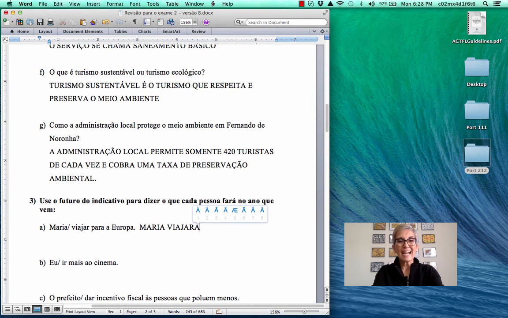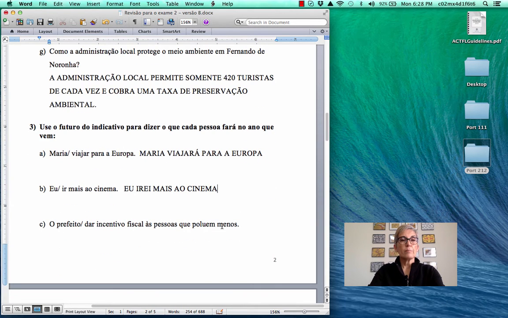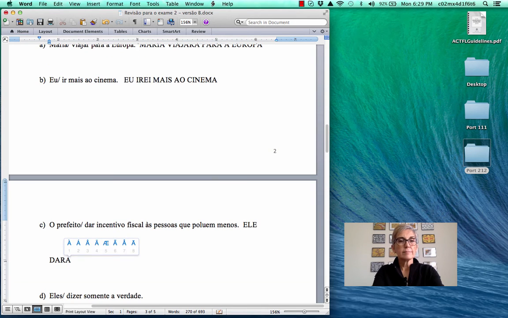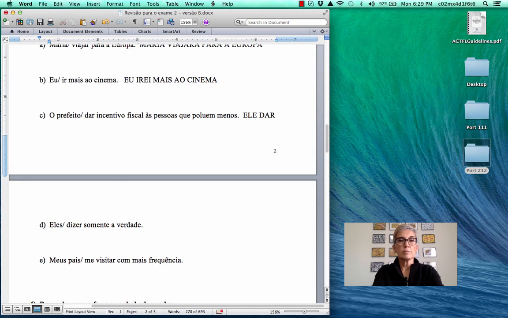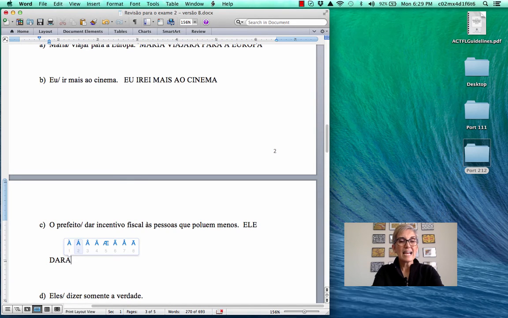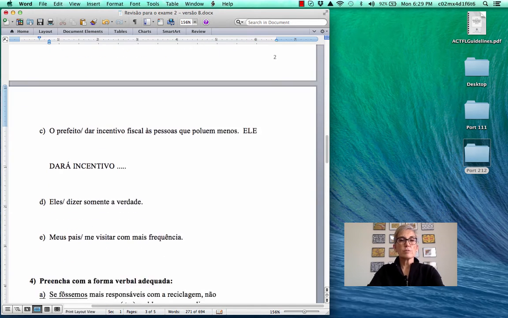Então, Maria viajará para a Europa. Eu, write the infinitive and then add the ending. Eu irei mais ao cinema. O prefeito, the mayor, will give more fiscal incentive to the people who pollute less. Então, ele dará incentivo. Ele dará incentivo fiscal às pessoas que poluem menos.